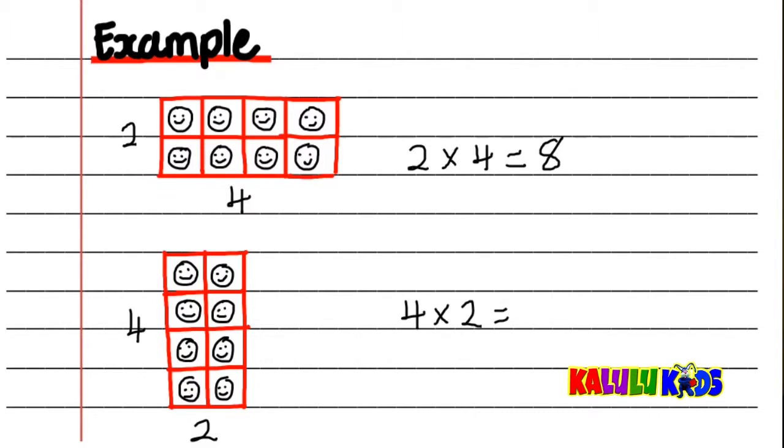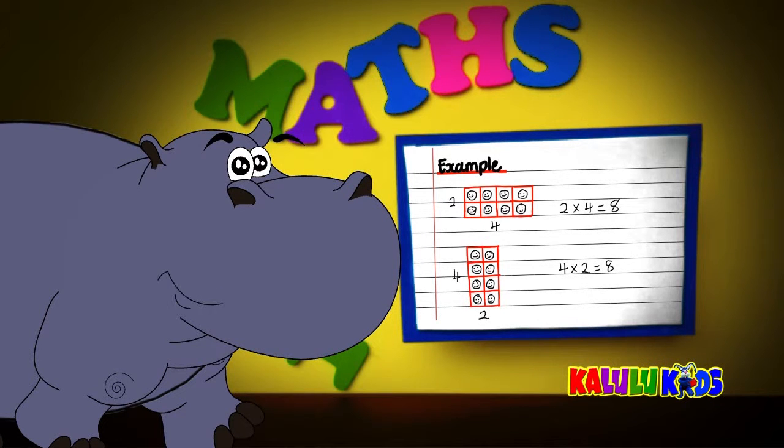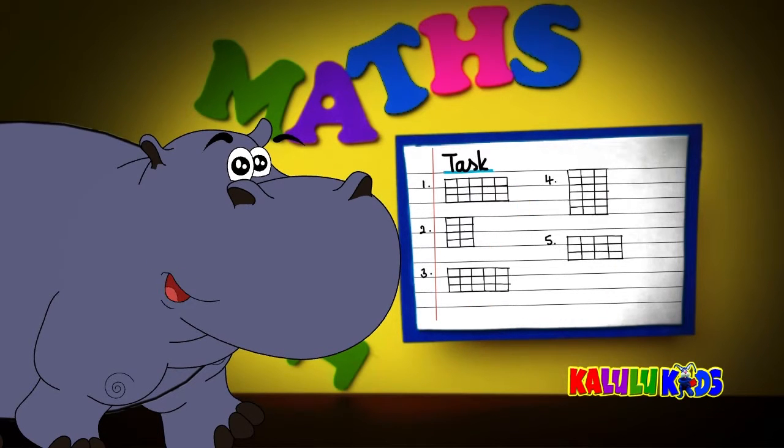You will notice that the answer does not change. That's very important in multiplication, to know that the order of numbers that you are multiplying does not affect the answer. It doesn't change the answer. Well done. Now you are ready for the independent task.